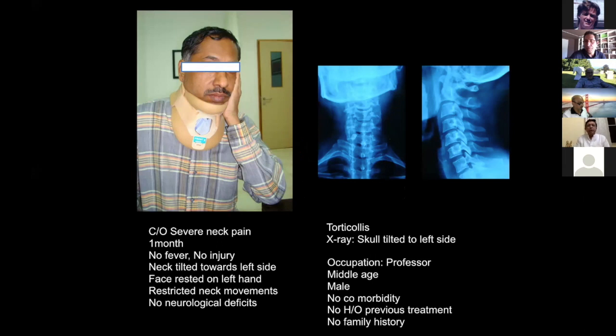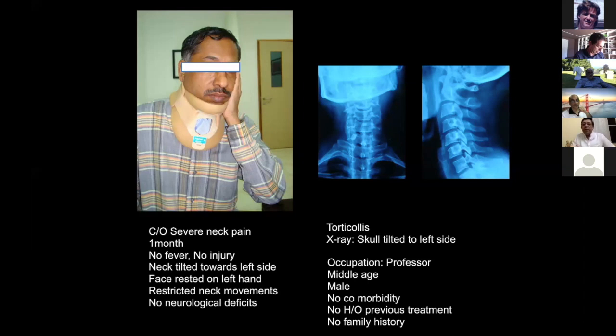He came with torticollis, and this is the position, the way you can see him holding his hand over the head and positioning the head. He had very severe neck pain for nearly a month, was seen by a physician, and was put on a collar. He had no fever and no injury. The neck was tilted towards the left side, and the face rested on the left hand always. The moment you take it out, he gets severe pain and cannot tolerate it.